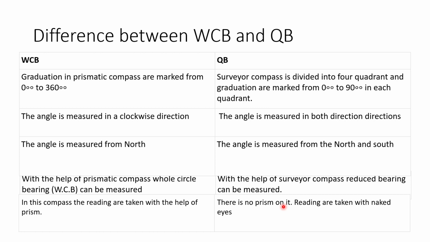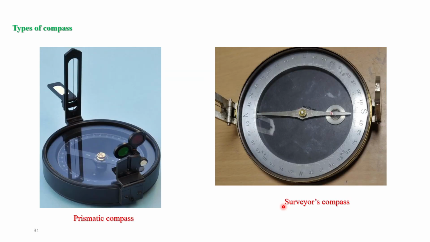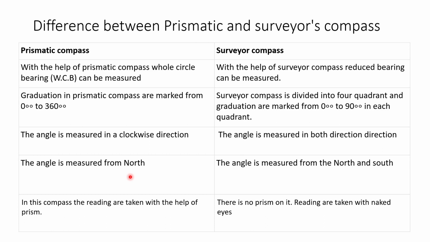But in exam, the question will ask like what are the differences between prismatic compass and circular compass? These are the two types of compass. Here you can see there is one prism. So these are both the compass. So what are the differences between prismatic and circular compass?